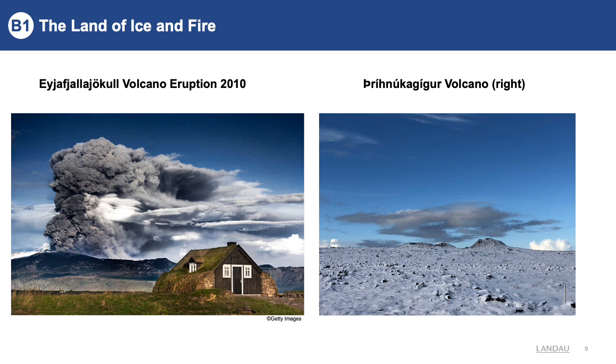Eyjafjallajökull, a volcano on the eastern volcanic zone in southern Iceland, erupted. A picture of this eruption can be seen here to the left. In the picture to the right, the third volcano on the right through the snow-covered lava field is Þríhnjúkagjá volcano. Þríhnjúkagjá is a dormant volcano, meaning it last erupted over 4,000 years ago, and there are no indications that it's going to erupt again in the near future.